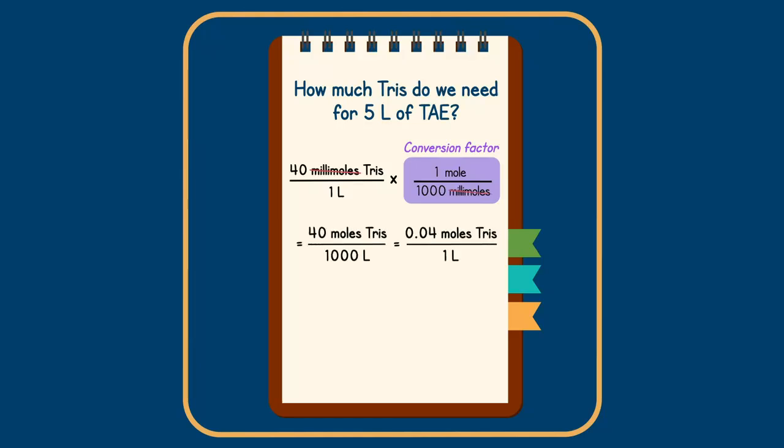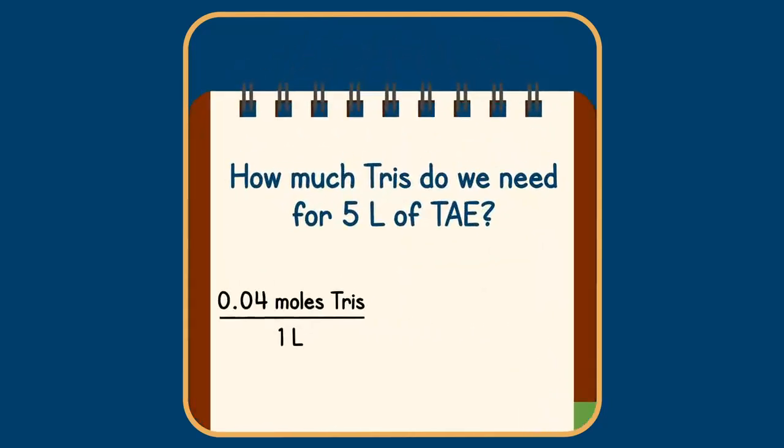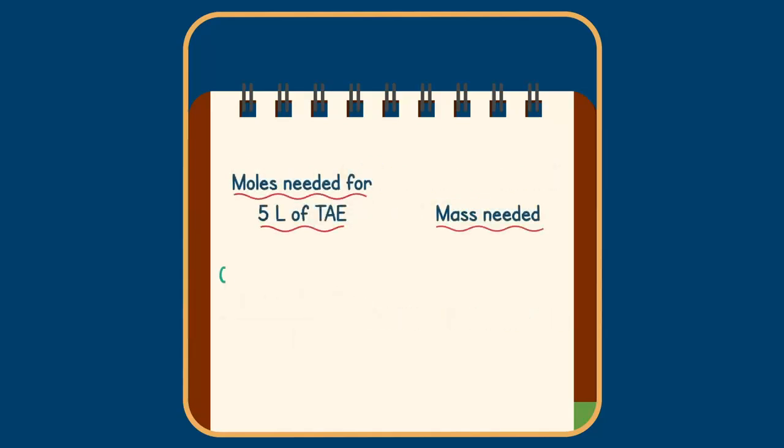We're now ready to determine how many moles of tris we need for our solution by multiplying the concentration by the final volume. We're making 5 liters of TAE, so we'll multiply by 5 liters. Turns out we need 0.2 moles of tris. But how do we know how many grams this is?